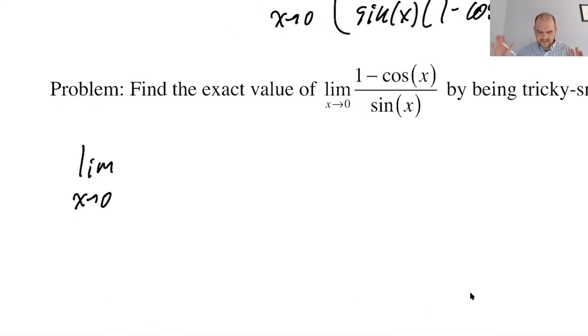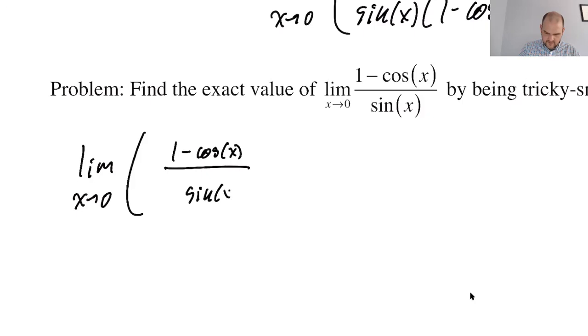Should always be checking that. Sometimes I forget because they're all 0 over 0, and that's why we can do stuff, but we should be checking. All right. 1 minus cosine of x over sine of x. So what can I do to make this look like the limits that I memorized?